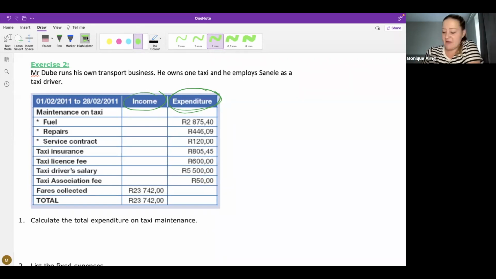So always remember, maybe highlight, we're looking at total expenditure, but not overall, just on taxi maintenance. I'm going to ask you guys to try that quickly by yourselves. Don't put your answers in the chat just yet. But if you feel like maybe speaking to me and telling me your answer, I'd really love that. So here's to hoping.